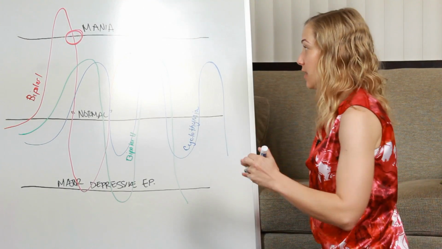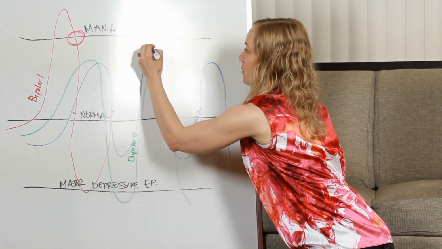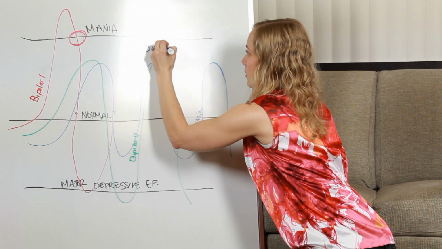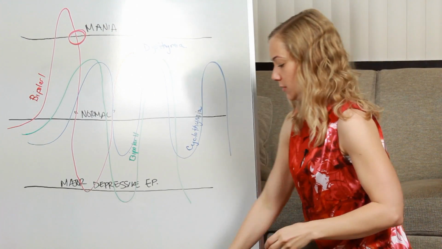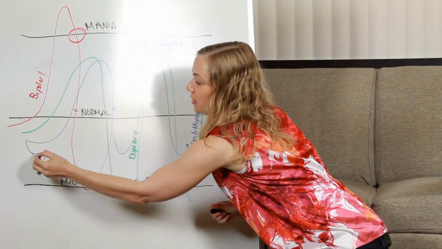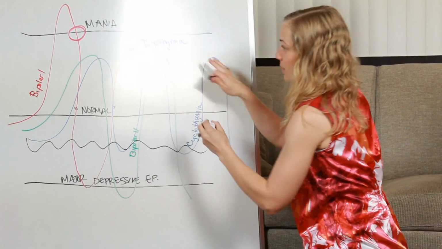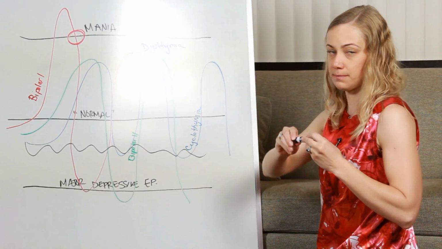And now dysthymia, which I'll just write up here, is a low-grade depression. So it would kind of be like if we just kind of hung in here. That would be kind of what dysthymia is.